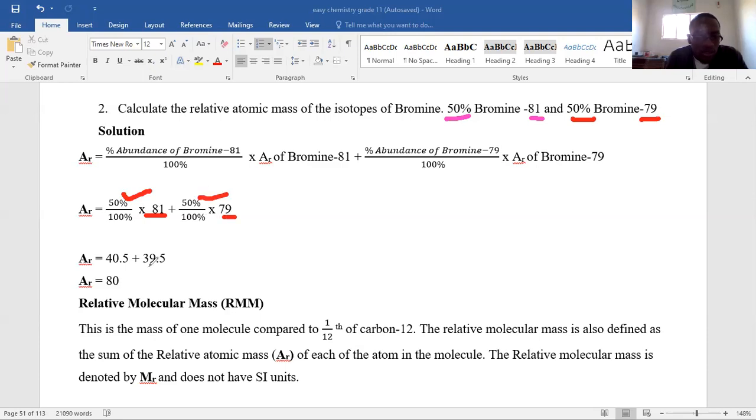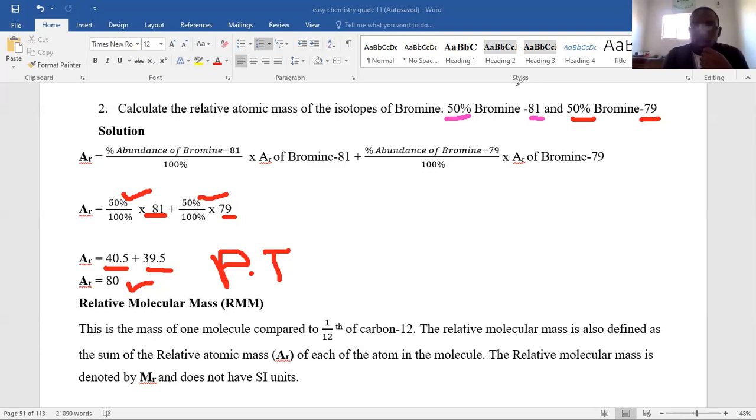That will give us 40.5 and 39.5. When you add the two, you get 80, and that is what we see on the periodic table as the relative atomic mass of bromine. So basically that is how we calculate the relative atomic mass of isotopes: know the percentage abundance, know the relative atomic mass of a given element.